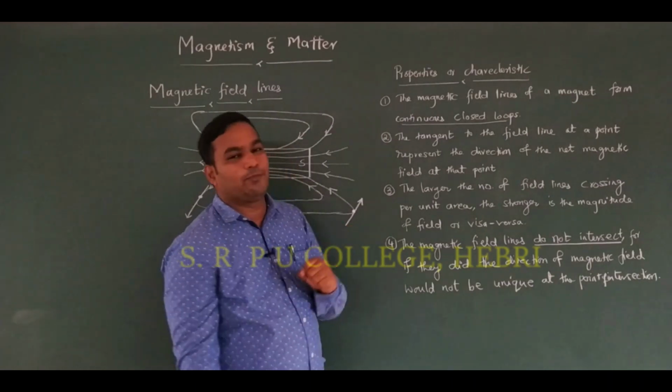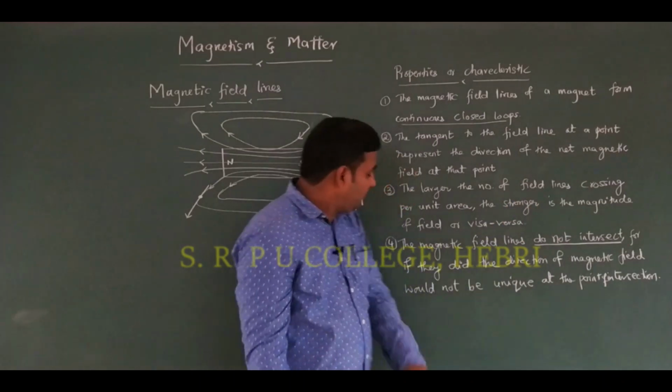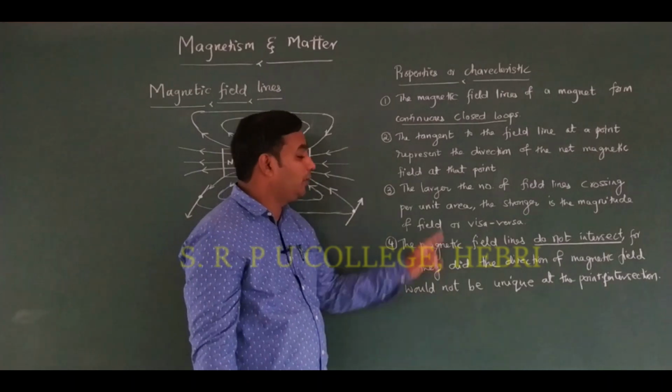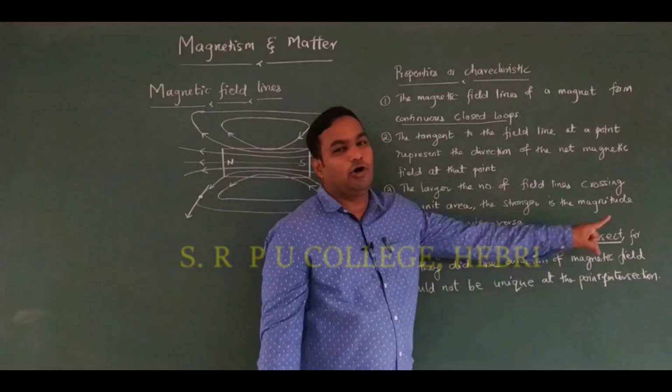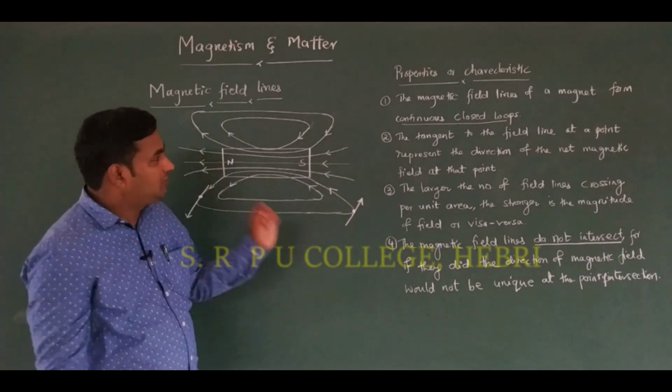That's why the fourth important characteristic is the magnetic field lines do not intersect. For if they did, the direction of magnetic field would not be unique at the point of intersection. I repeat all the four properties once again. Keep this point in your mind.